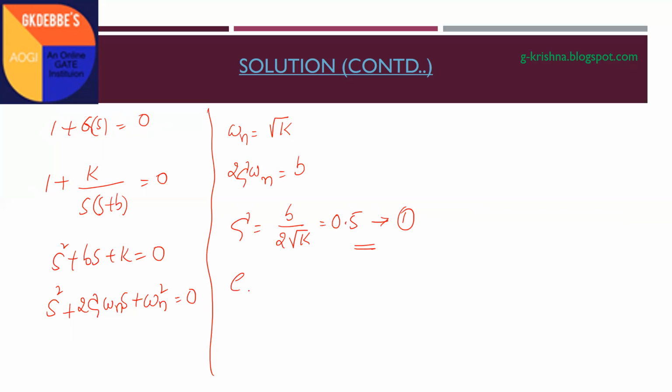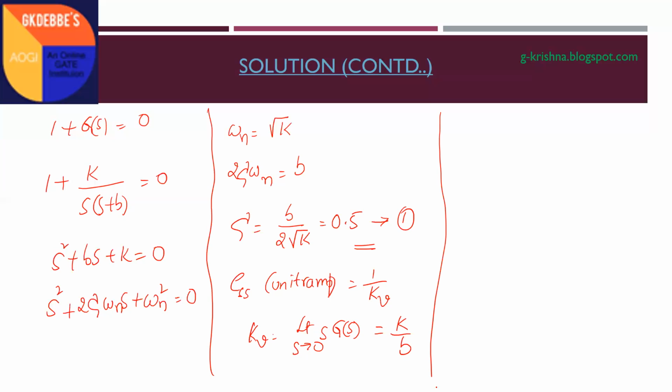Next, the steady state error for unit ramp input is 1 / Kv, where Kv is the limit as s tends to 0 of s times G(s). If we substitute s equal to 0 in s times G(s), we get K / b. Hence, the steady state error for unit ramp input will be 1 / Kv, which is b / K, which they want as 0.0625. This is your second equation. Solving equations 1 and 2, we can find the values of b as well as K.